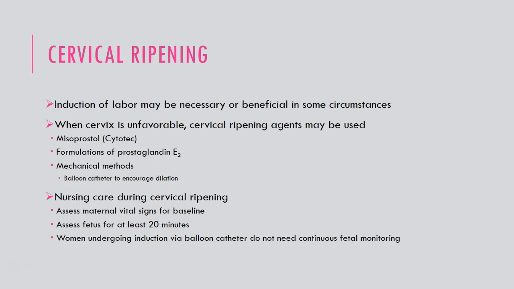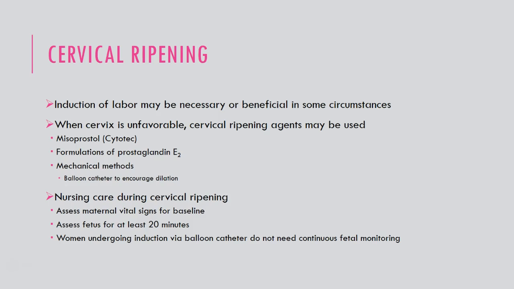Misoprostol is the other name for Cytotec. And basically it's a prostaglandin, just like Cervidil. The difference between the two is that Cytotec is a pill and Cervidil is actually a long string that's soaked with medication. So with Cervidil, if there's a problem, we can remove it, but Cytotec we cannot because it dissolves. Then we also have mechanical methods, like the balloon catheter that we talked about, and that just helps to encourage dilation. You just stick it into the cervical opening and blow it up.